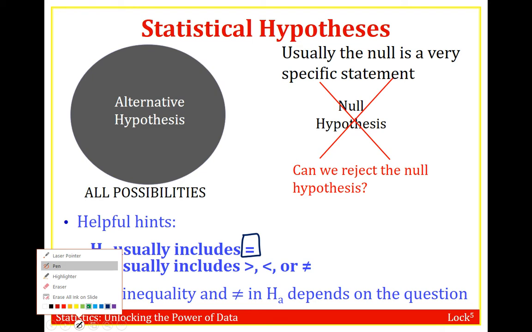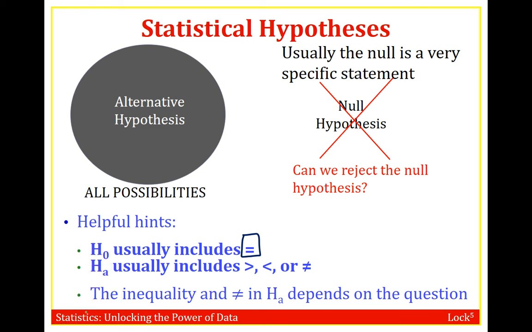The H sub A, or the alternative, is always going to include something about greater, less, or not equal to. These are going to be the left, the right, or the two-tail test. So when we refer back to, hey, how did you know it was a left tail? How'd you know it was a right tail? Well, I looked at the symbol. Is it less? Is it greater than? Is it equal? Is it not equal? We'll get these from the reference of the question.